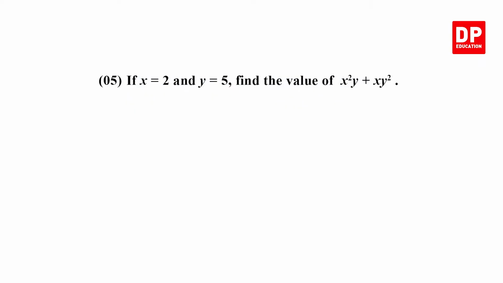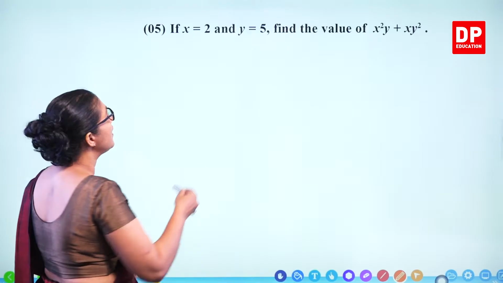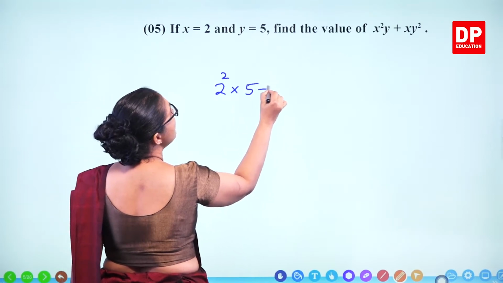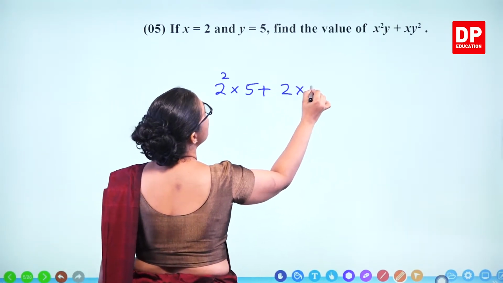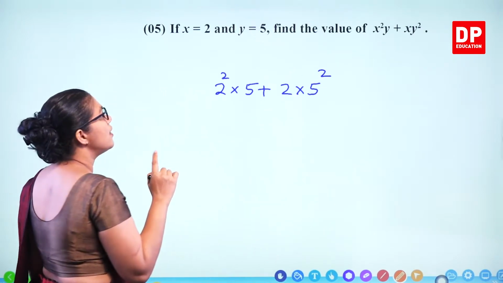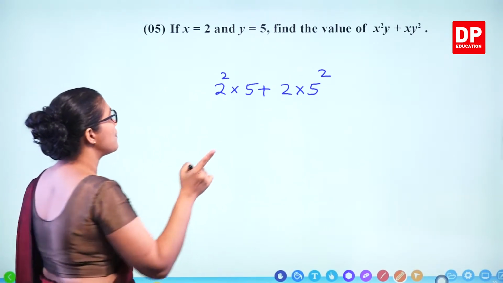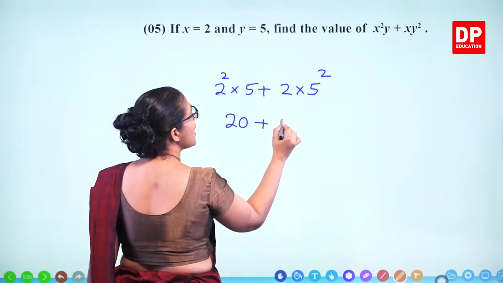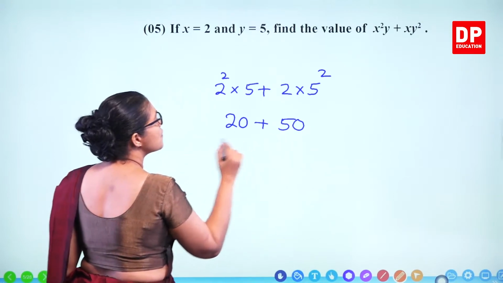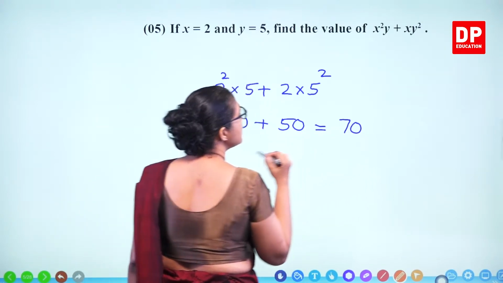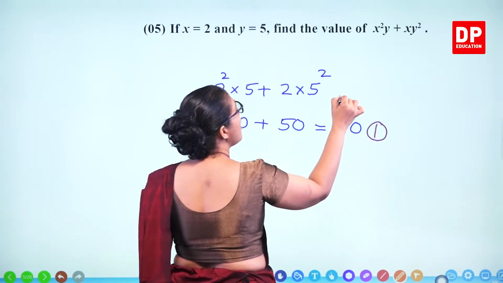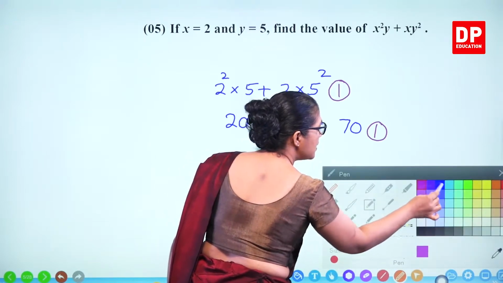Question number 5. If x equals 2 and y equals 5, find the value of x squared y and x y squared. So substitute: x is 2 and y is 5. 2 to the power 2 is 4. 4 times 5 is 20. 5 squared is 25. 25 times 2 is 50. 20 plus 50, you get 70. So 2 marks: 1 mark for the method and 1 mark for the answer.